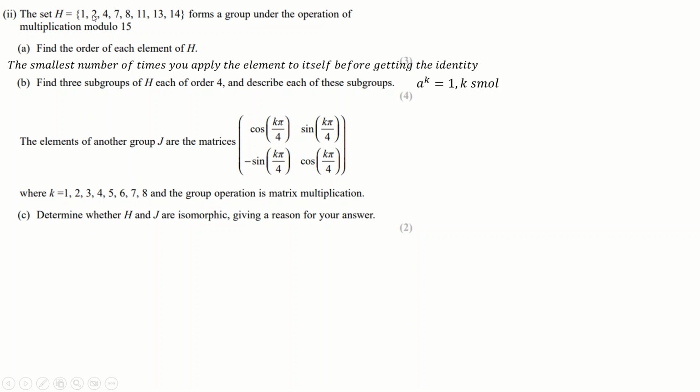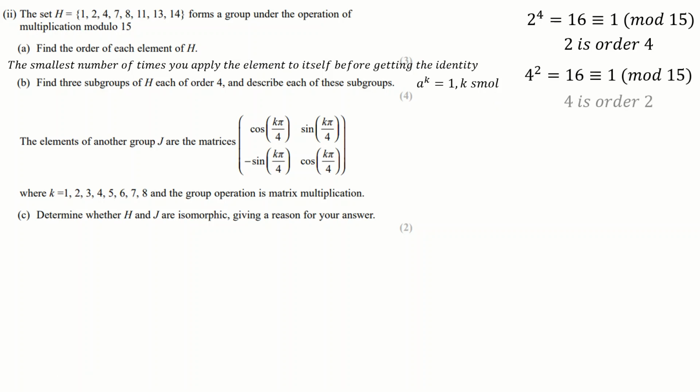So for example, 2 applied to itself: 2 times 2 is 4, which is just 4 mod 15, and then 2 times 2 times 2 is 8 mod 15. 2 times 2 times 2 times 2 is 16, which is 1 mod 15. So 2 to the 4 is 1 mod 15, so the order of 2 is 4. You have to apply it to itself 4 times to get to the identity. So 2 is order 4. Do the same thing with 4, except 4 is very easy. 4 squared is 16, which is 1 mod 15. So the order of 4 is 2.